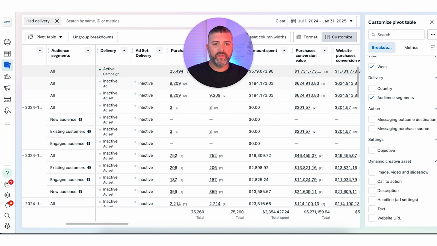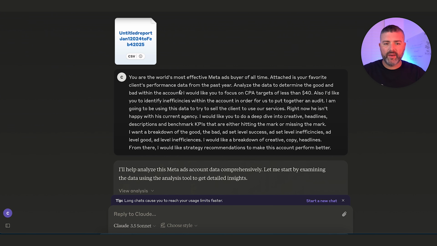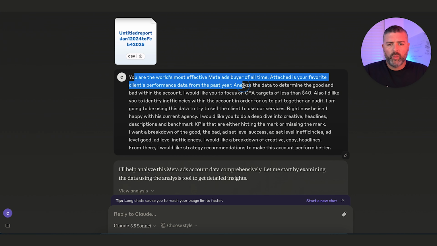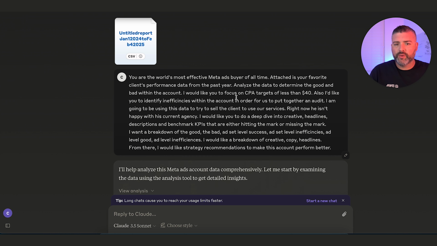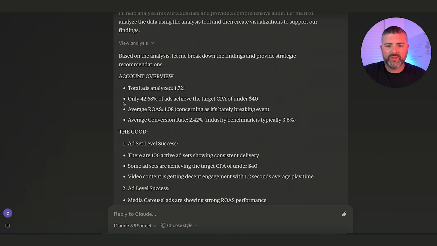So in this scenario, from here, we are going to go into Claude, and the prompt that I'm using is relatively long. You probably might not need this, but: you are the world's most effective Meta buyer of all time. Attached is your favorite client's performance data from the past year. Analyze the data to determine the good and the bad within the account. I would like you to focus on CPA targets of less than $40. Also, I'd like you to identify inefficiencies within the account in order for us to put together an audit, and so on. So from here, we start to go through.